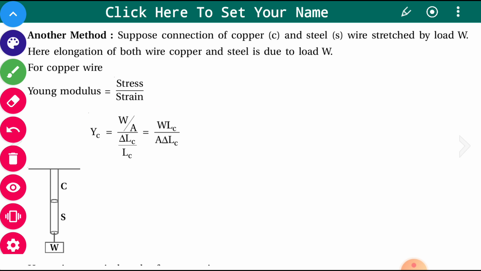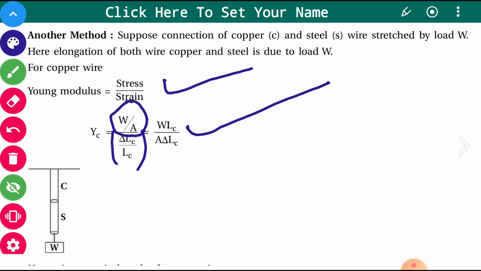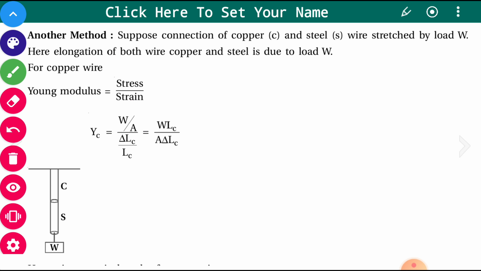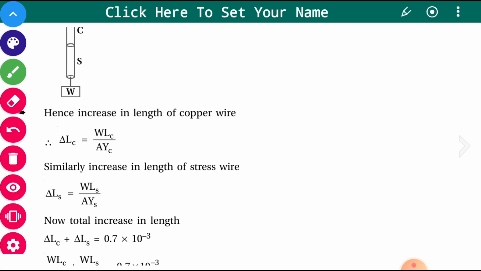So Young's modulus you can write as stress upon strain, that is weight upon area, upon delta LC upon LC. So weight into LC upon A into delta LC you can write. Hence the increase in the length of copper wire, that is delta LC, can be written as weight into LC upon A into Young's modulus of copper. Then similarly for the steel wire it can be written.